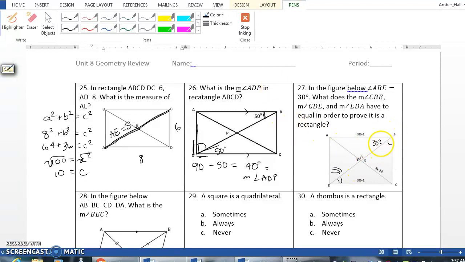So in rectangles, all the corners have to be 90 degrees. So if this is 30, we simply take 90 minus 30, get 60 degrees. This angle must equal 60 degrees. Again, these lines are parallel, cut by a transversal. So in order for it to be a rectangle, this angle, angle EDA, must be 60 degrees as well. And this angle, angle CDE, must equal 30 degrees for it to be a rectangle.